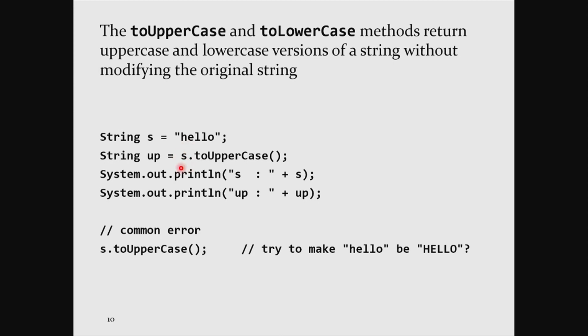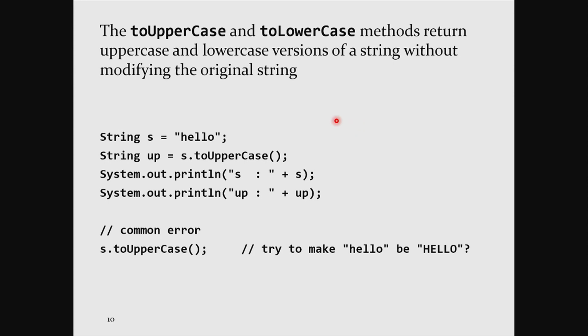So I can call the method toUpperCase using a string reference. That's a little different. Almost every method we've called so far, you've used the class name to call the method. Now I'm using an object reference. So s.toUpperCase means take the object s, call the toUpperCase method on it. And what that does is it returns a new string that's capital H, E, L, L, O. The original string s is unchanged.